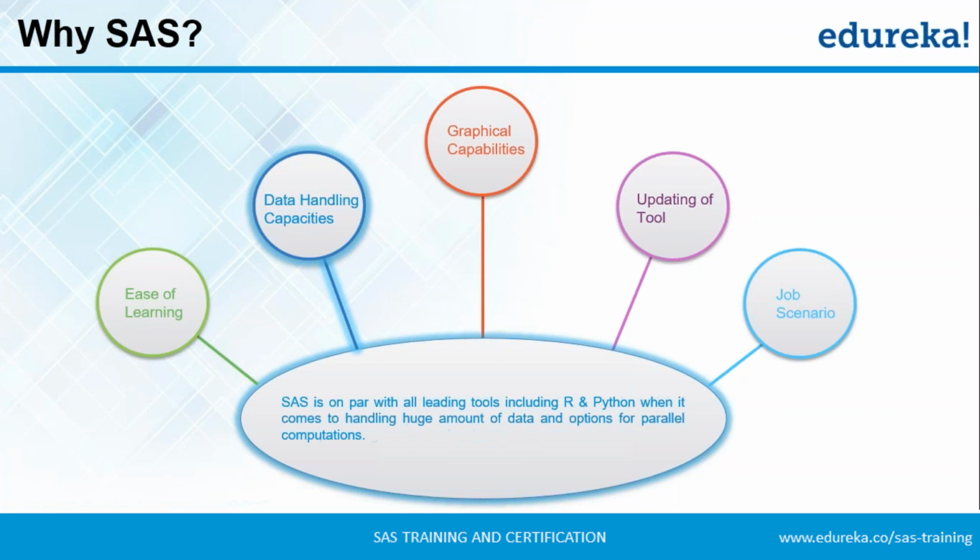The next reason is data handling capabilities, right? So when we talk about data handling capabilities, SAS is on par with R and Python when it comes to handling huge amounts of data, right? So it performs on par with R and Python. So it's not like in open source you have a tool which is better than SAS, right? So SAS is on par with R and Python, which are open source, in terms of handling the size of data that we want, right? So if there's a huge set of data, SAS can handle that efficiently.